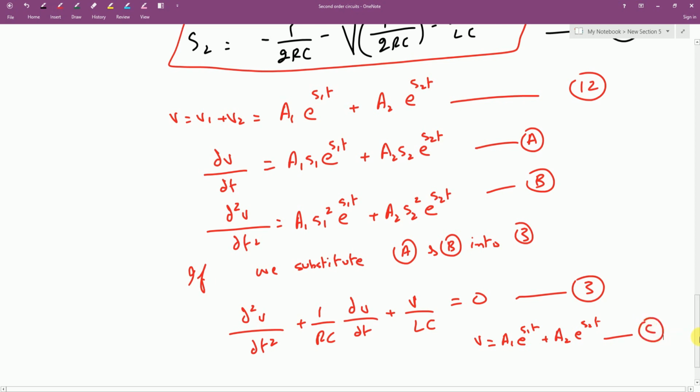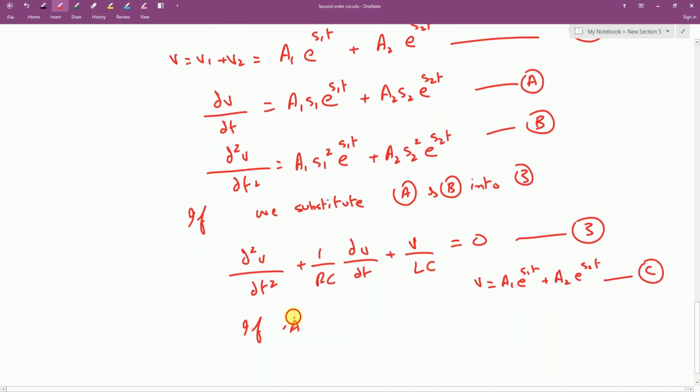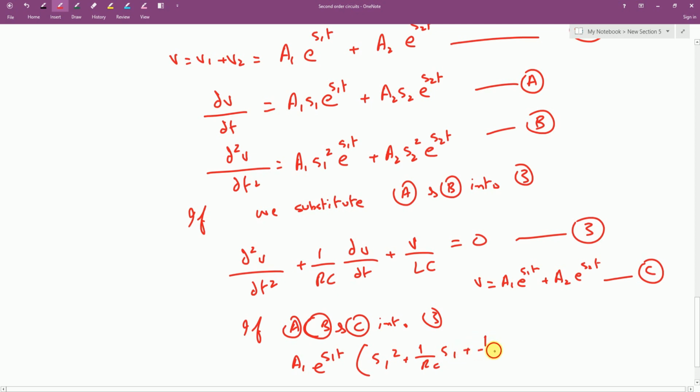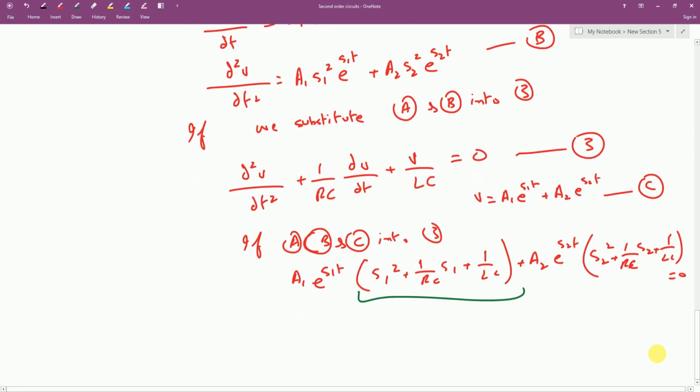So now if I put these three equations A, B and C into equation number 3, which is reproduced above here, then we have a1 e to the power s1t into (s1 square plus 1 over RC s1 plus 1 over LC) plus a2 e to the power s2t into (s2 square plus 1 over RC into s2 plus 1 over LC), and that is equal to 0. And from this, these two terms are equal to 0.